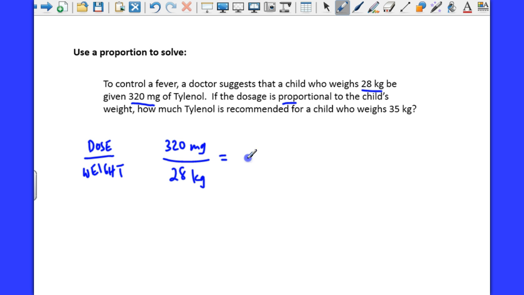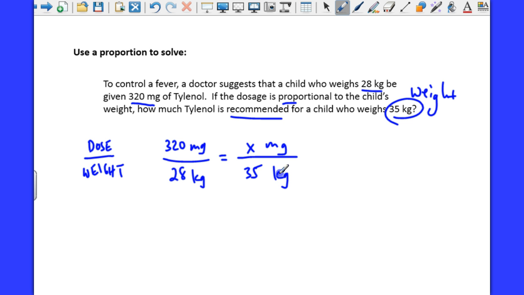That's equal to, all right, we want to know, well, how much is recommended if they weigh 35? So that's the child's weight. If you have a 35 kilogram person, you want to know how much.